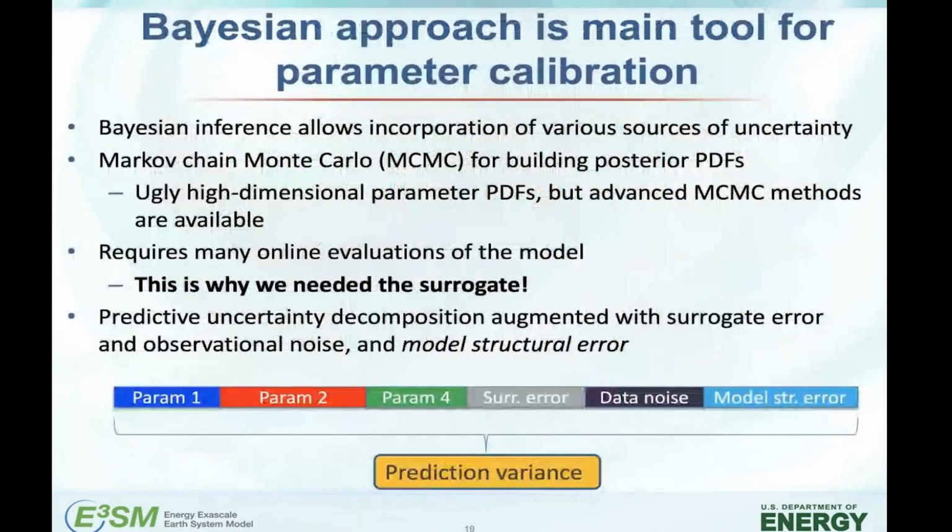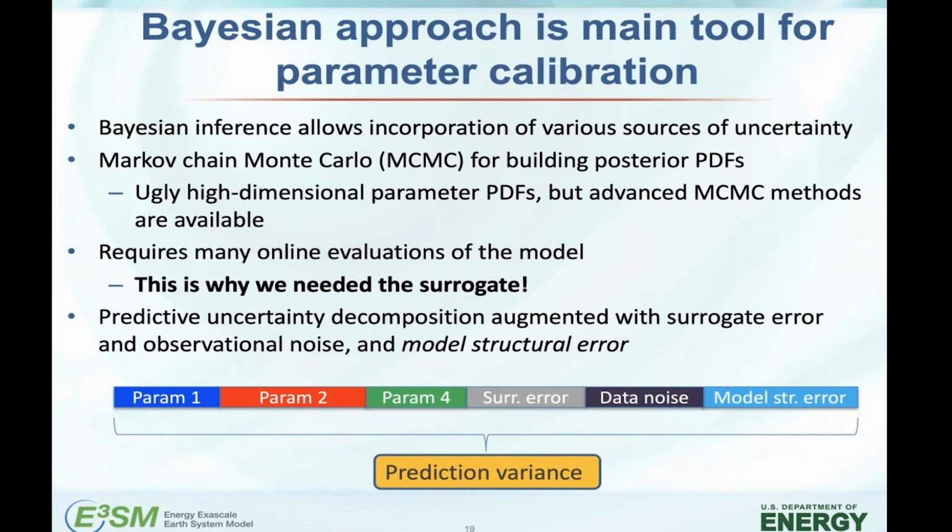Now, how can we make use of this observational data to inform the uncertainties and perhaps reduce them? Our approach is the Bayesian approach for parameter calibration. It is a very flexible framework, of course, allowing incorporation of various sources of uncertainty. Typically, we do Markov chain Monte Carlo to build parameter distributions on the input that best match the observational data. But Markov chain Monte Carlo has its challenges.